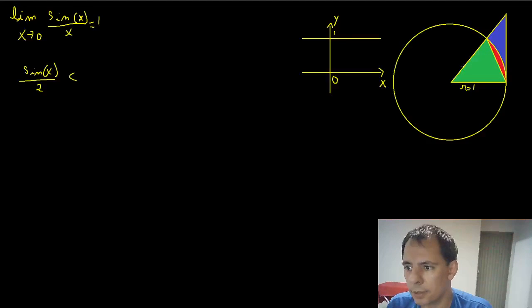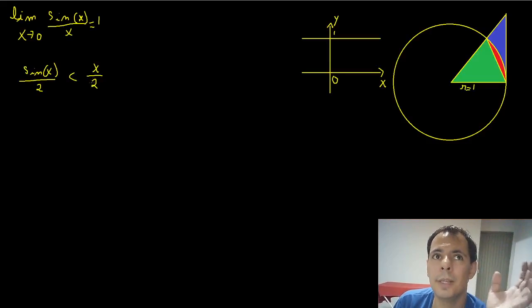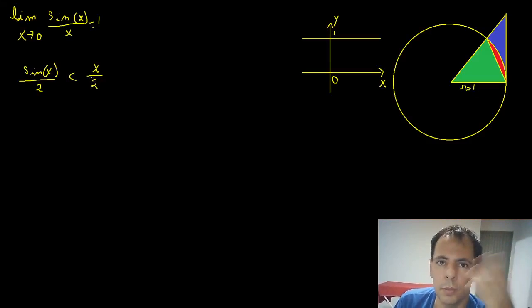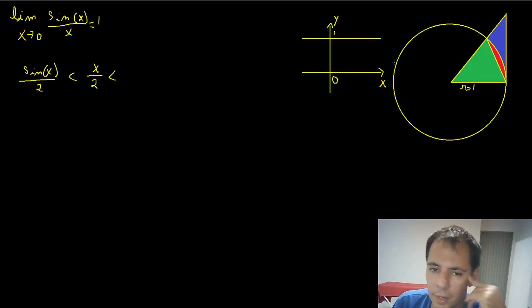Now the area of the sector is the angle, which in this case is x, divided by 2. Actually, it's going to be the angle times r squared divided by 2, but r equals 1 and 1 squared equals 1. So it'll just be the angle divided by 2. And this whole area is smaller than this entire area right here. Now this is a triangle. What is the base? The base is 1. The height is the tangent of x, divided by 2.